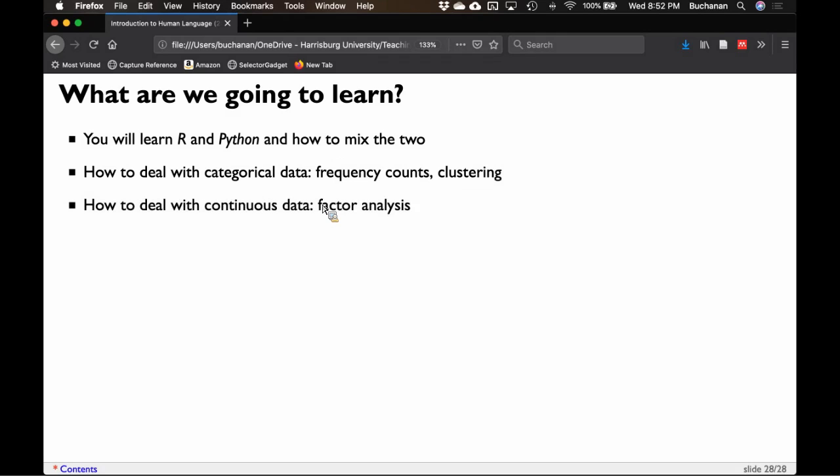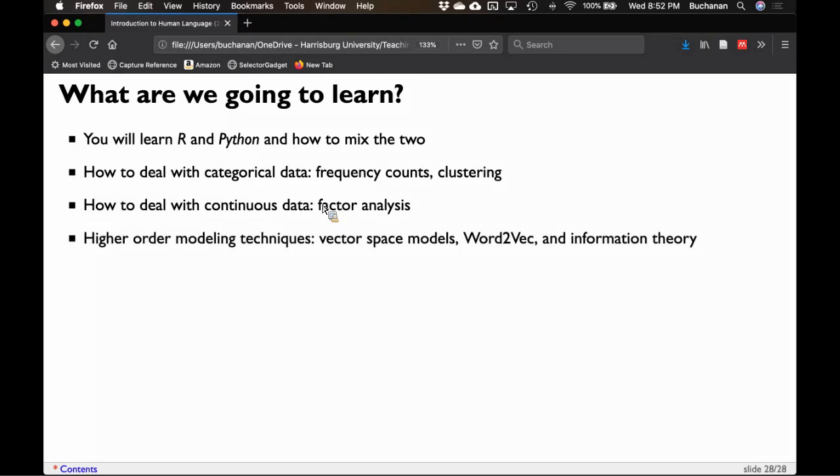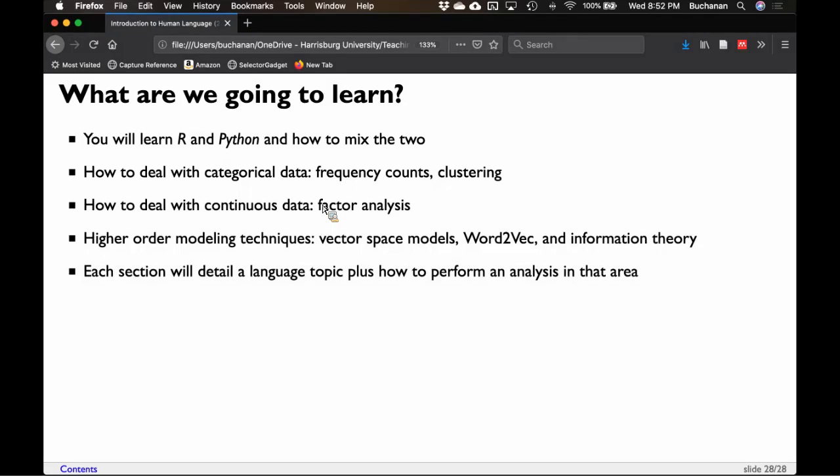Then we'll switch to continuous types of data using linear regression and factor analysis. Then we're going to do some higher order modeling techniques using vector space models, word2vec, and information theory, making some network models. We're going to end with a little bit on deep learning. So each week we're going to detail kind of a language topic. Beginning of the semester focuses more on categories, because it gives you a little bit of the research background, like why are people interested in this and how might this apply to analytics? And then we'll look at how to perform an analysis in that particular area.